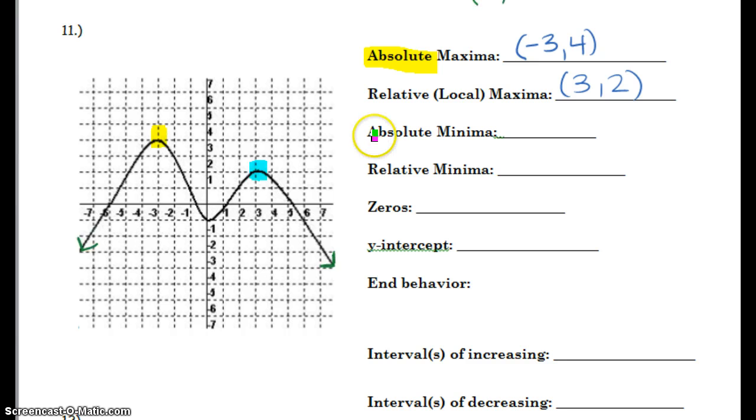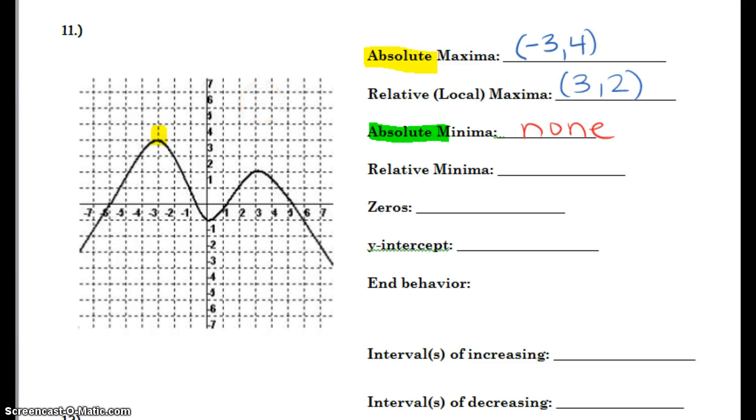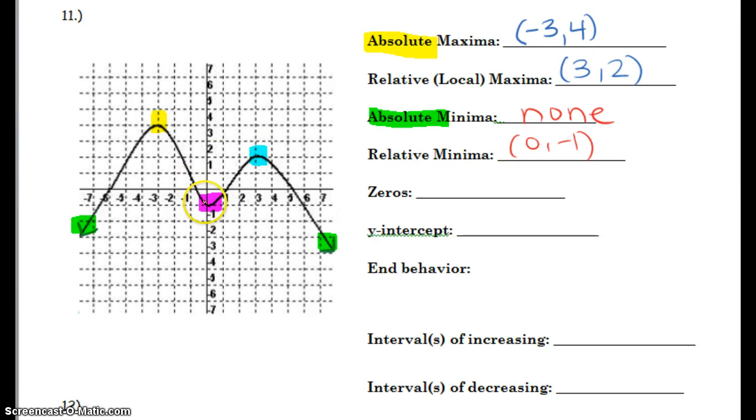In an absolute minimum, I'm talking about the lowest you ever go. I have arrows here, meaning I'm going to keep going and going and going. So there's no absolute minimum. For a relative minimum, I'm talking about in that area, it's the lowest point. It's where I'm switching from decreasing to increasing. So that point is going to be 0, -1, which also happens to be my y-intercept.